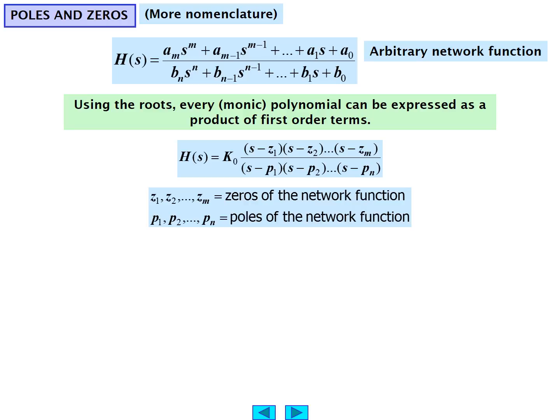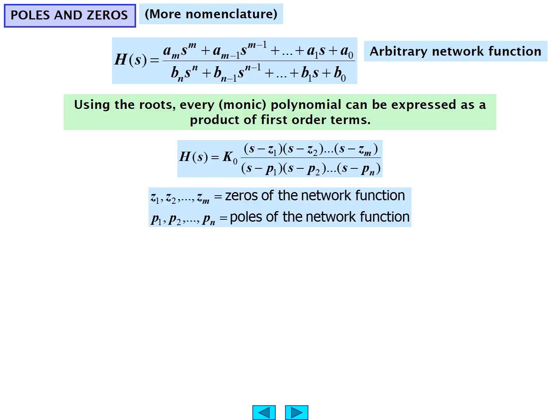So when we do that, we end up with the transfer function, the arbitrary network function, H of S, being some constant K0 multiplied by a bunch of terms, where the terms in the numerator are called the zeros of the network function. That means that when S equals Z1, for example, that would be 0 because it's S minus Z1, and therefore the entire numerator would be 0. Likewise for S equals Z2 all the way to S equals Zm.